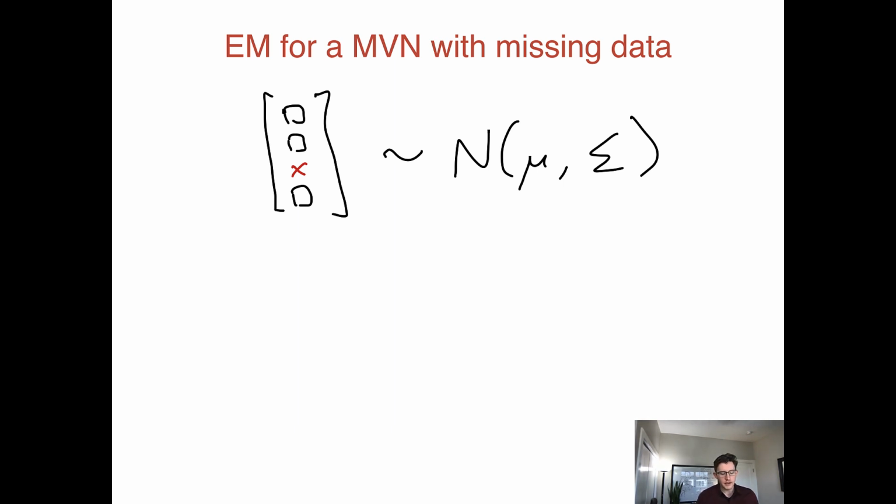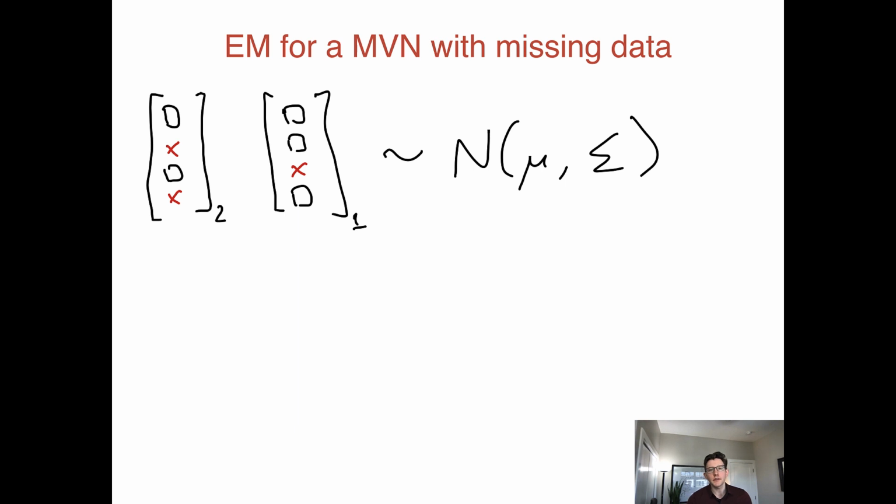And also notably, it's not the same value missing for every example. So we might have another vector here. If this is example 1, example 2 might have these present, but not those two. Of course, if we never observed this third entry here, we'd have a lot of trouble learning anything about it because we'd have zero information. But we're going to assume that that's not the case.